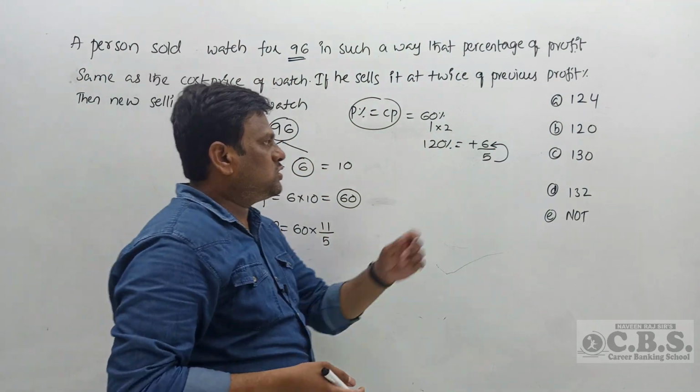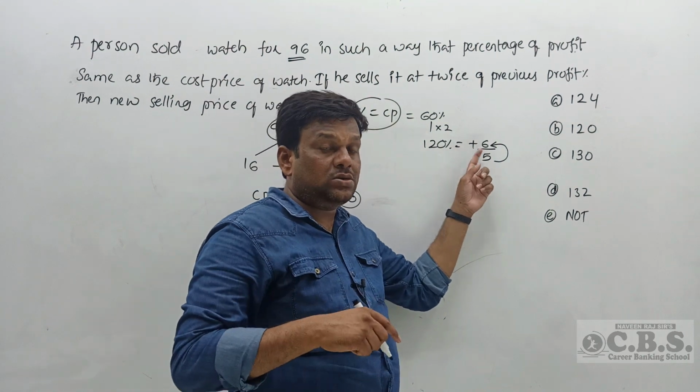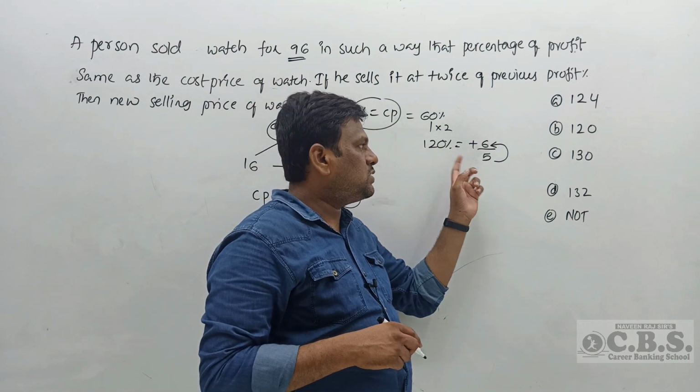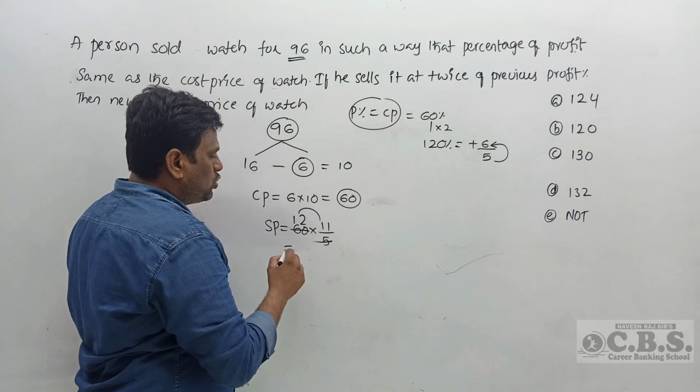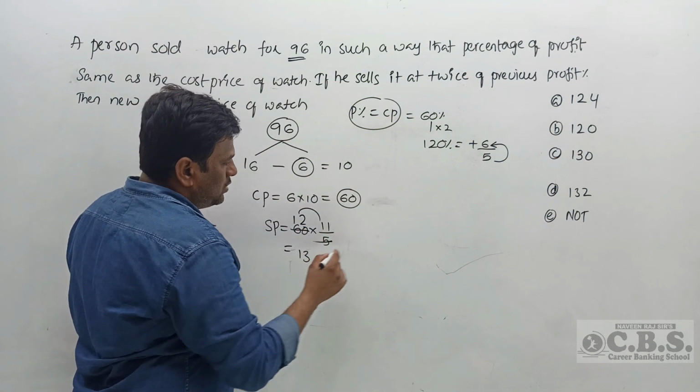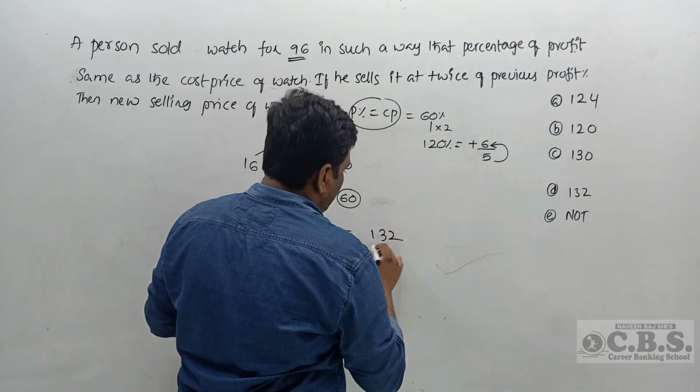Get my point? Cost price is 5 parts. What is the profit? 6 parts. Okay, so 5 plus 6 gives you how much? 11. So 5 ones are 5, 12s are 60. So 12 11s are how much? 132. Okay, so what's your answer? 132 is the final answer.